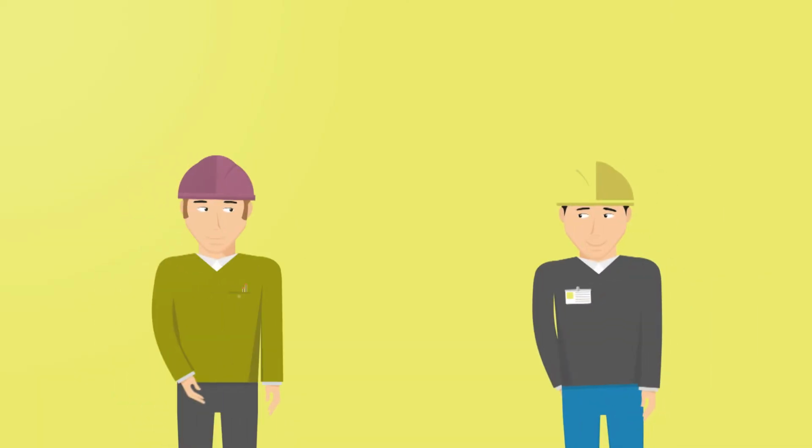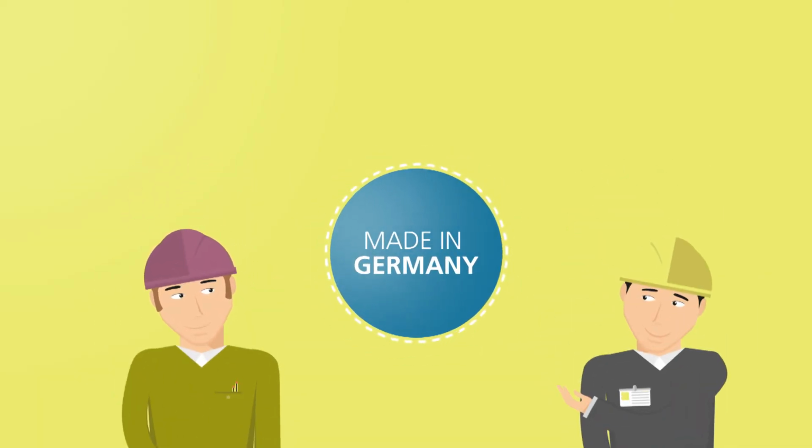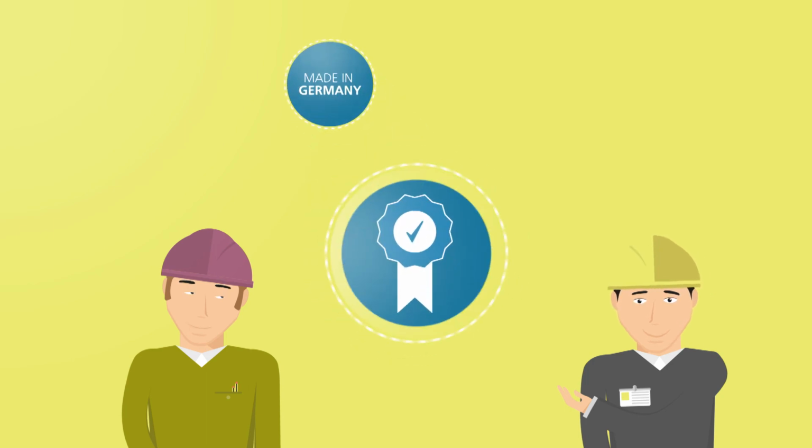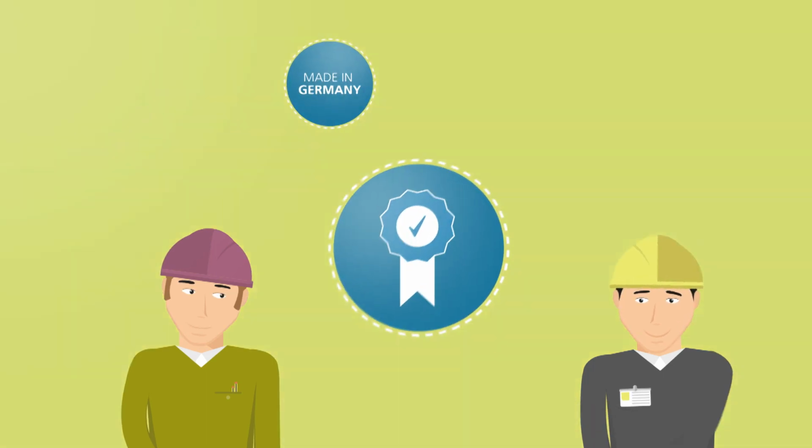The modular tubing system from Jacob is engineering made in Germany at its best and simply impresses with its premium quality.